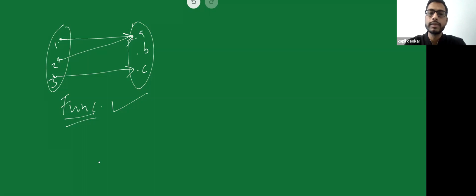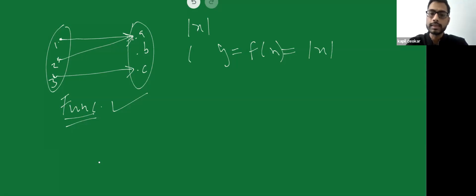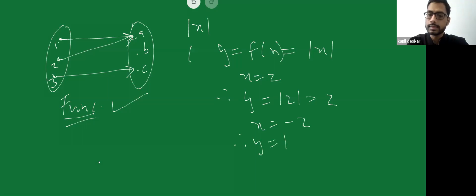Is there any example of many to one relation which is a function? Yes. Best example would be a mod function. If you consider this function, y is equal to f of x, which is equal to mod of x. So y is a function of x. If I put in value of x is equal to 2, what would be value of y? Y would be mod of 2, which is also equal to 2. And if I put in value of x is equal to minus 2, what would be value of y? Mod of minus 2, which is again equal to 2.